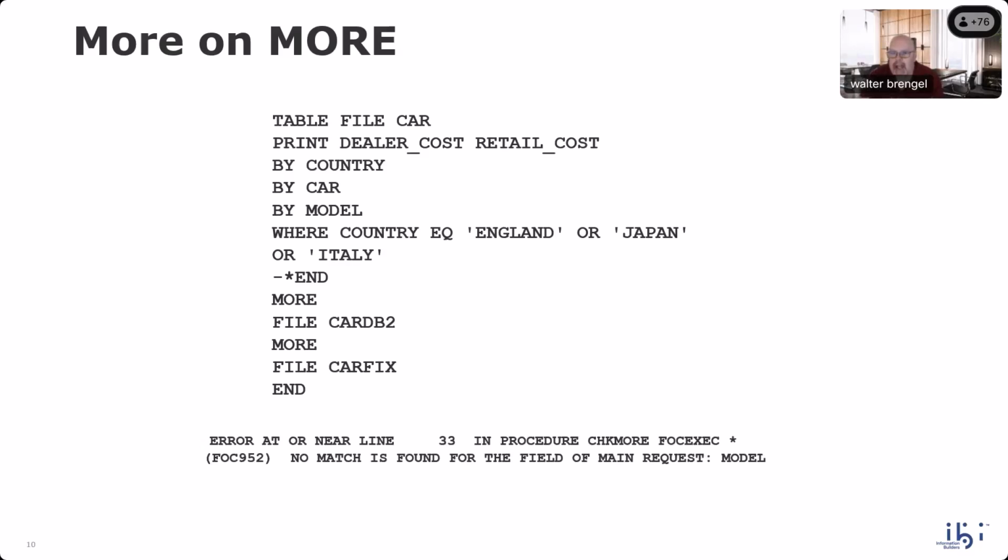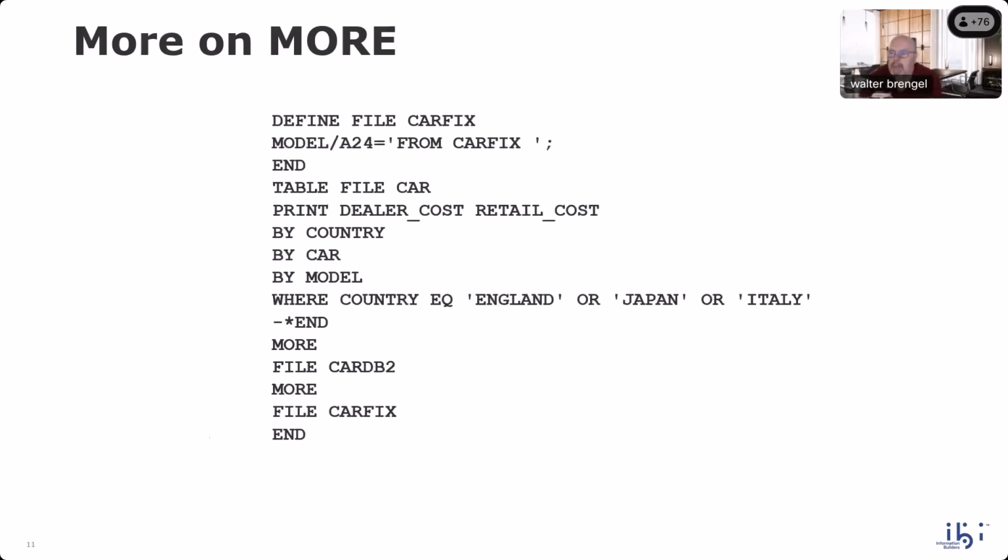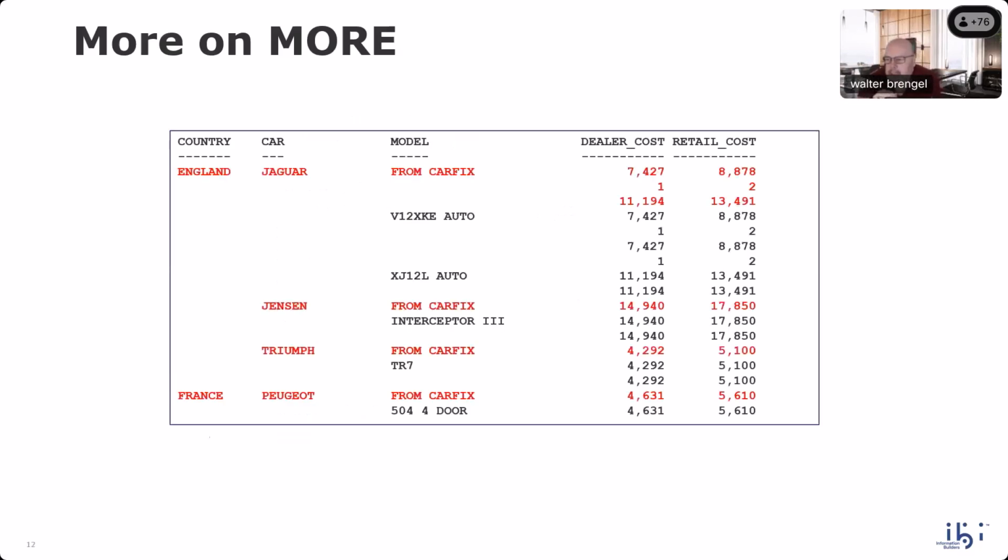So how do we change that? And this is also how you would make the formats be what you need them to be. We do a DEFINE, as Art said. DEFINE FILE CARFIX, because we were missing model in CARFIX. MODEL/A24 equals blanks, or whatever you want it to be. If you want blanks, you can have blanks, but I want to show where we're getting this information from. So when I run it now, it runs, and I see the entries where I didn't have a matching model, but I did have a matching country and car.